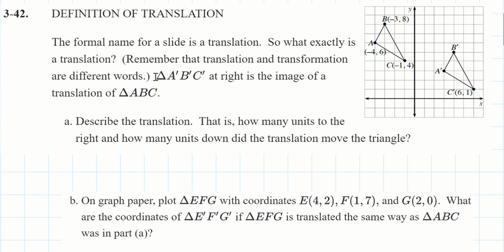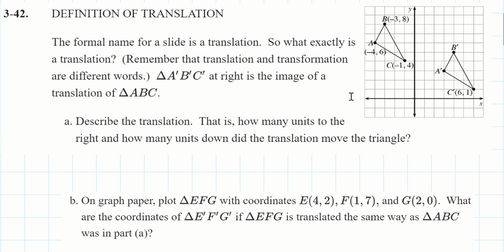In this diagram, triangle A prime, B prime, C prime at right is the image of ABC. So you can see we started with ABC, we subjected it to a translation, and we got this image. Describe the translation, that is, how many units to the right and how many units down did the translation move the triangle. So if I look at B, B, A, C, C, everything's still in the same orientation. So this was not a reflection across the y-axis. This is not a rotation. It's a translation. And you should be able to answer A pretty easily.